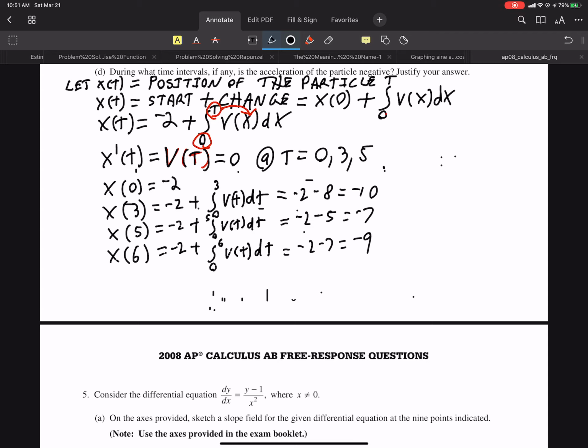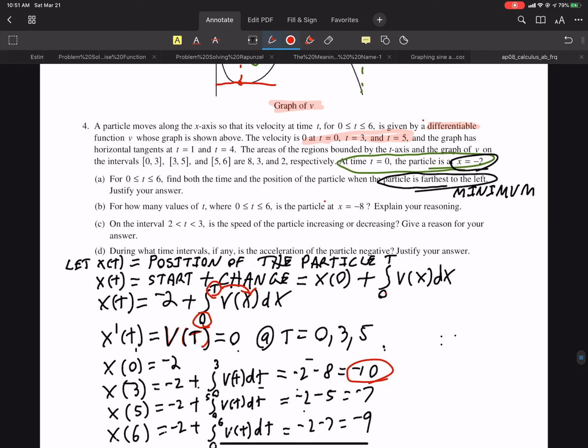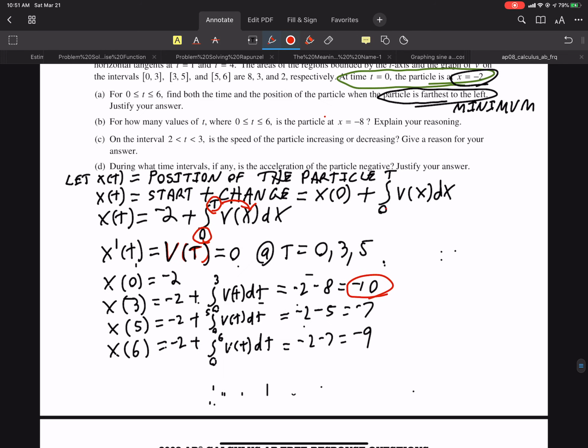So the minimum value of x clearly is -10. So that's going to be when it's furthest to the left. So let's read the question again, make sure we answer it correctly. For both time, find both the time and position of the particle when the particle is furthest to the left. So we need the time and position.